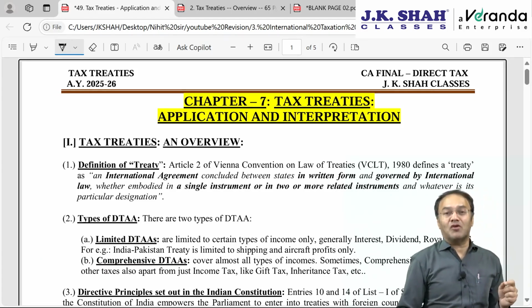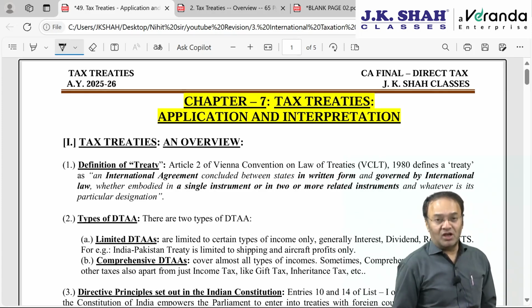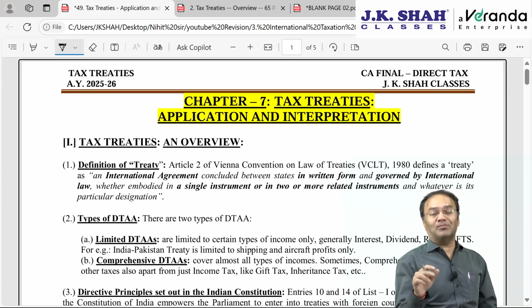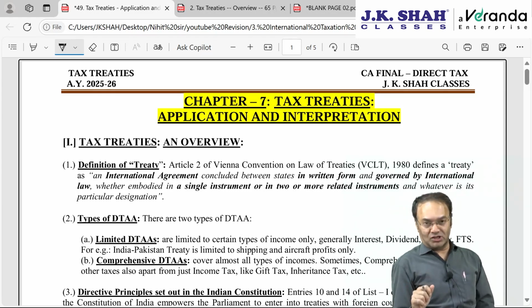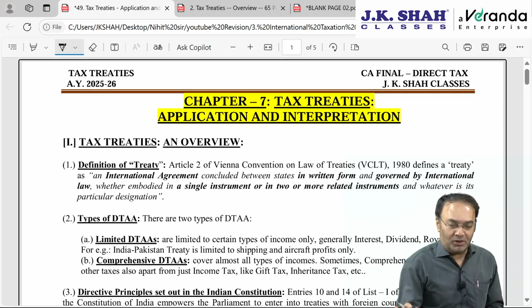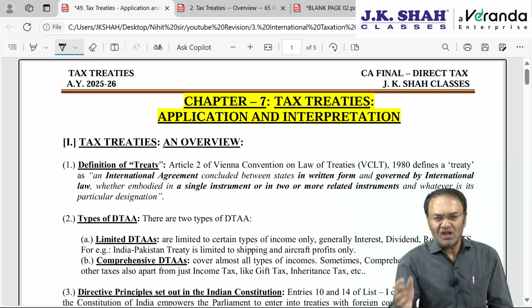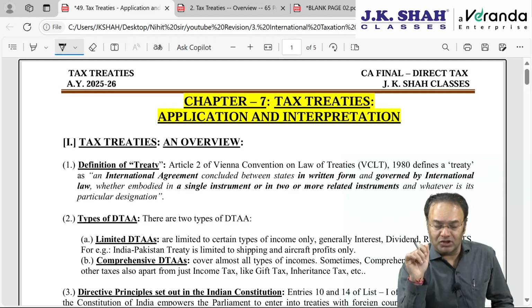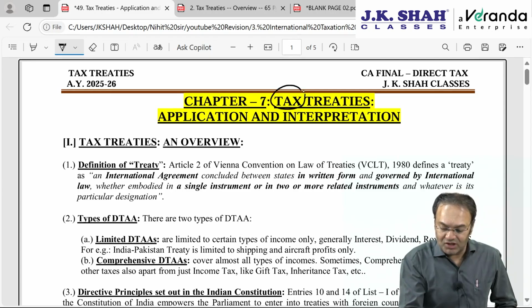We have a revision of this chapter called Tax Treaties: Overview, application and interpretation of tax treaties. This chapter is a part of international taxation which comes separately for 30 marks. This chapter is divided ideally into three parts: overview, that is meaning of tax treaties and all, and application and interpretation.